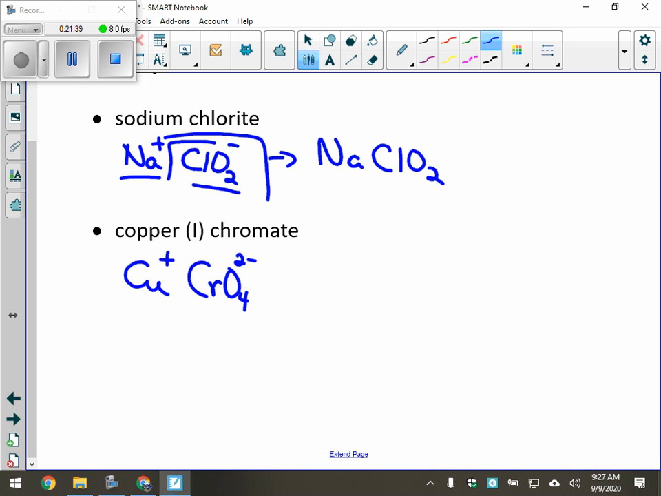So this 1 will come over and down. I don't write 1s. And the 2 comes over and down. I will put the 2 there. So we're going to get Cu2, okay? And then CrO4. And then there's a 1 there, but we don't write the 1.